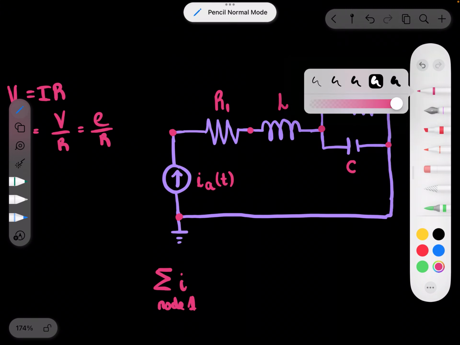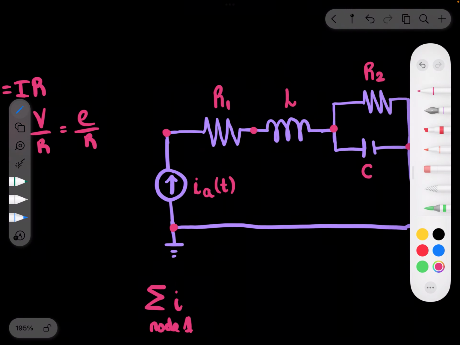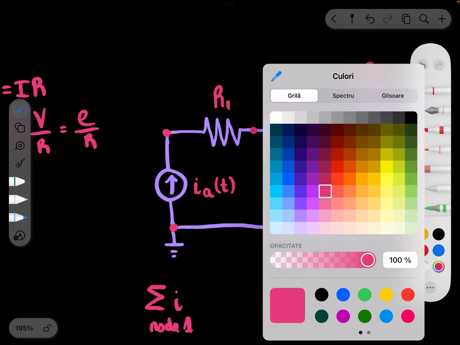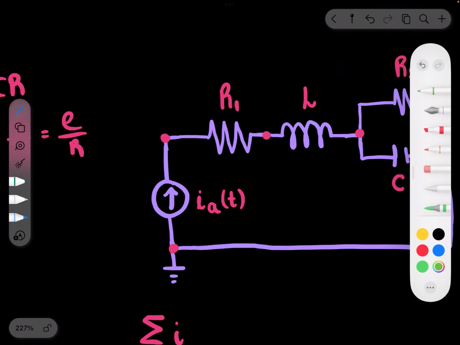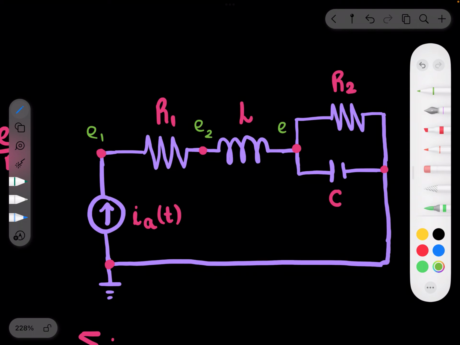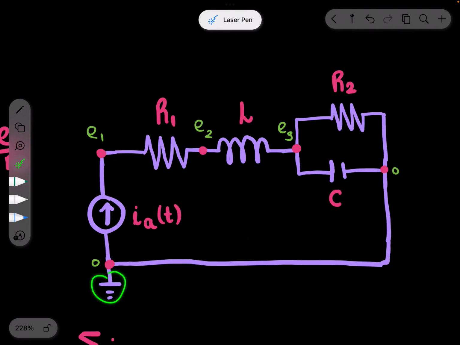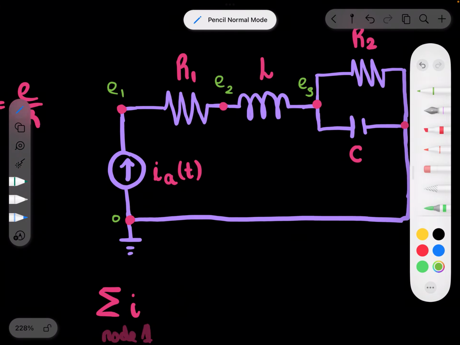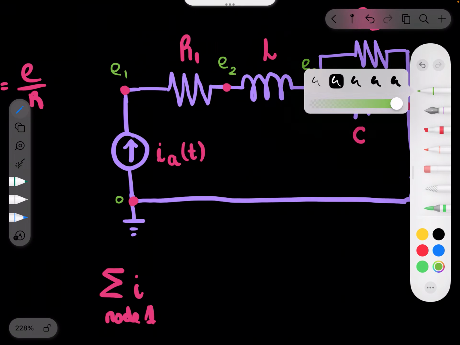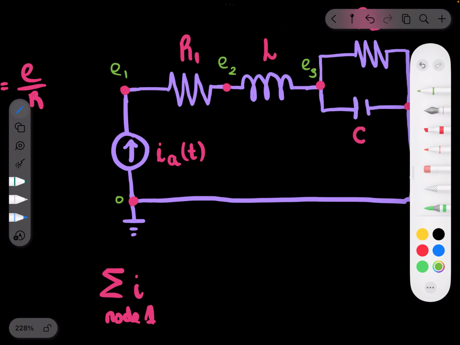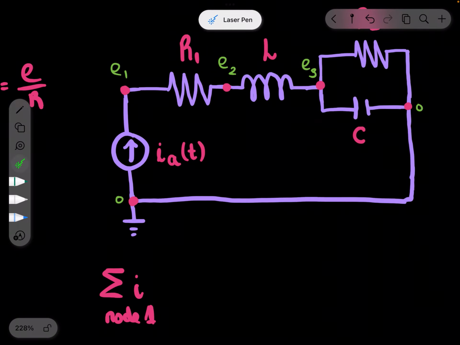Okay, so now looking at our nodes, we need to label them in green. So this is going to be E1, voltage at node 1, voltage at node 2, voltage at node 3. This one is just 0, so you don't care about it, because it's grounded, you can see here. Okay, so we wrote down the voltages.